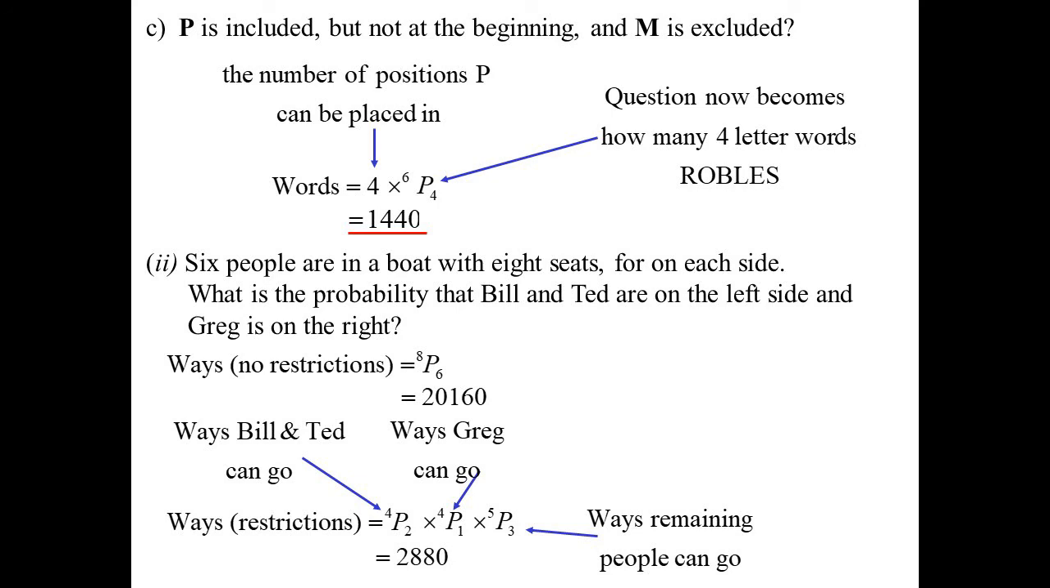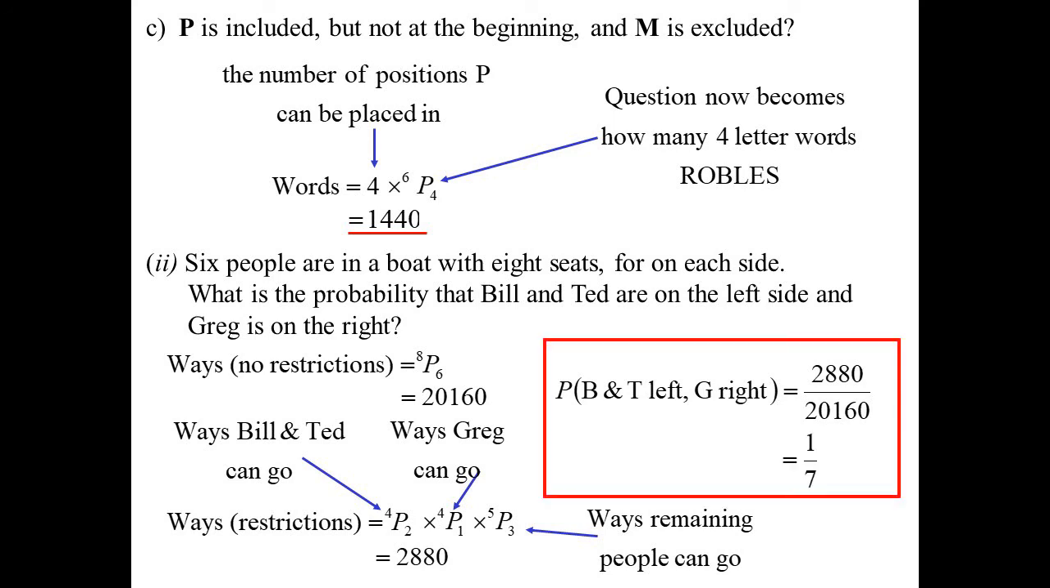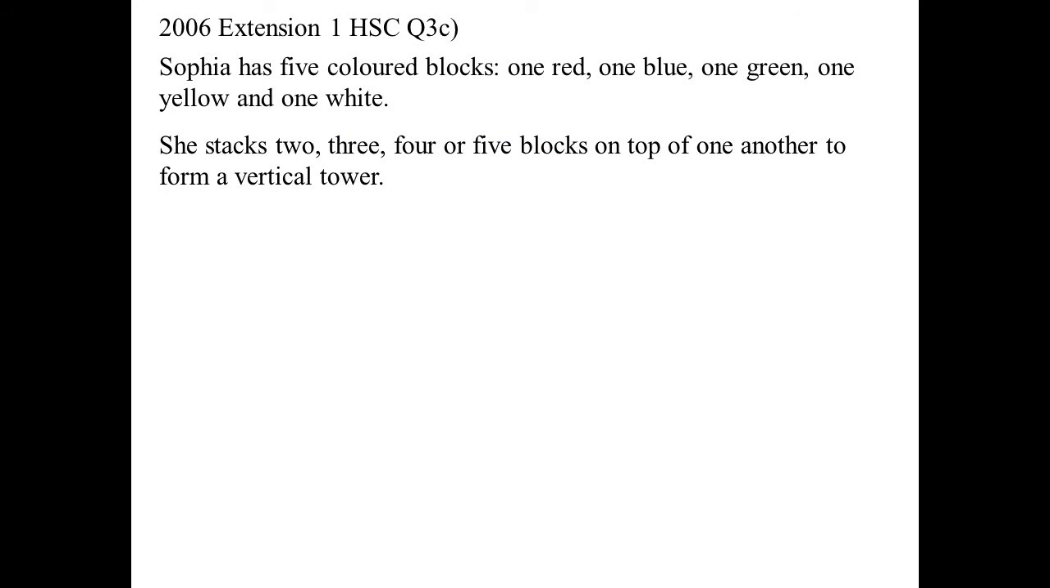Multiply it all together, 2,880. But remember, this was a probability question, so we now say, well, the probability would be 2,880 out of 20,160, works out to be 1 in 7. There's a 1 in 7 chance that they could do that. I think it's the last example, but I thought I'd finish off with an HSC question.